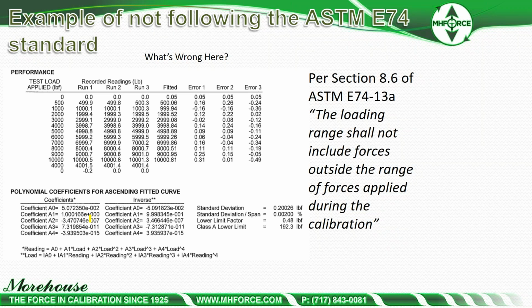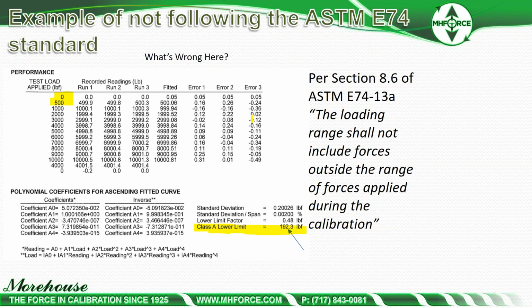And the standard basically says, section 8.6, the loading range shall not include forces outside the range of forces applied during calibration. So what's the loading range? Down here, 192.3 is the Class A lower limit. So this is the loading range. So 192.3, was that applied during calibration? No. 0 was the first test point, and then 500 pounds was applied.